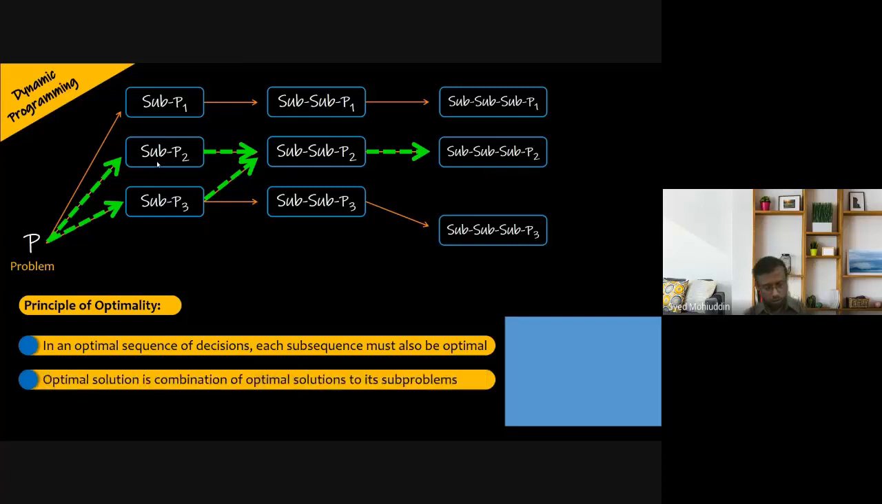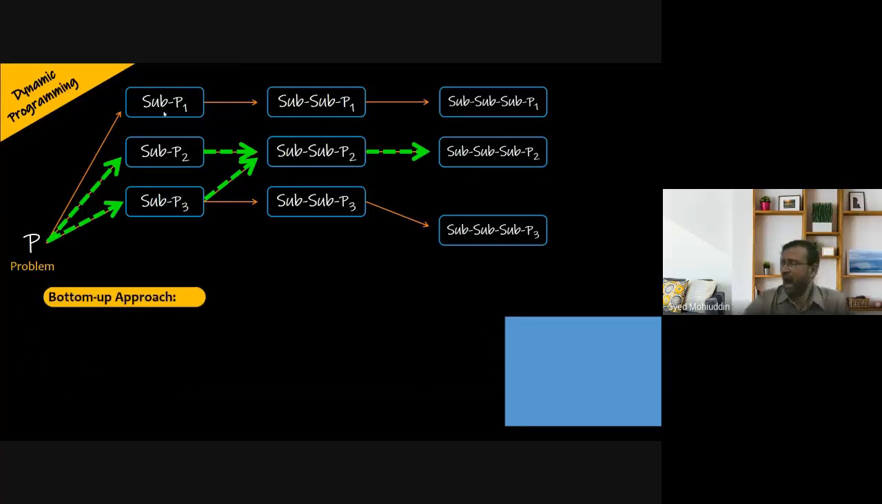Then, combining the optimal solutions of the subproblems, we actually get the solution for the larger problem, that is P. So this is what the principle of optimality states.